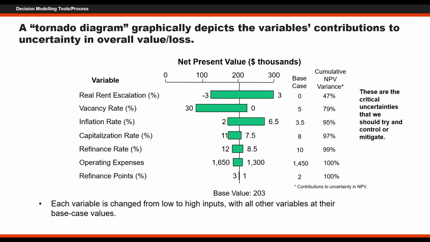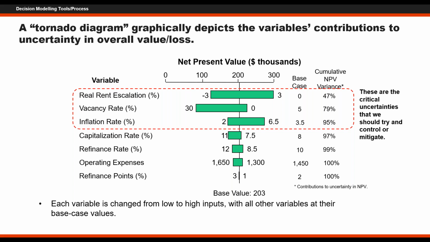So you're now at 80%, and there are just two variables you have to look at. Add the third variable, inflation rate, and we've hit about 95%. So you can see pretty quickly that if you're going to focus energy on really managing the risk, or increasing the value of this investment, or decreasing the loss if you're looking at it from a loss perspective, then you need to focus on those top three factors.